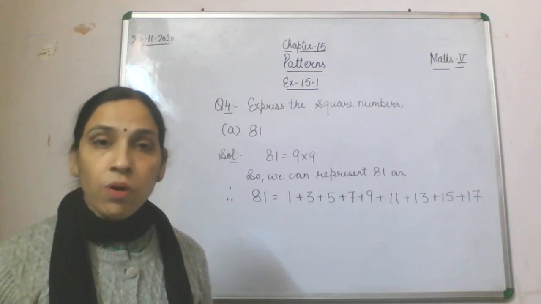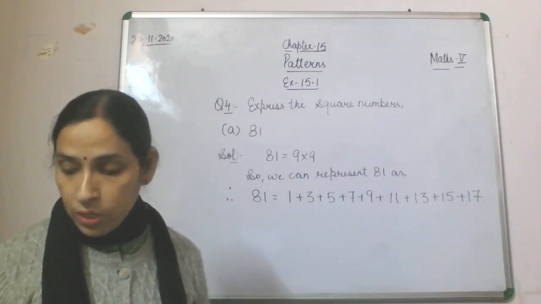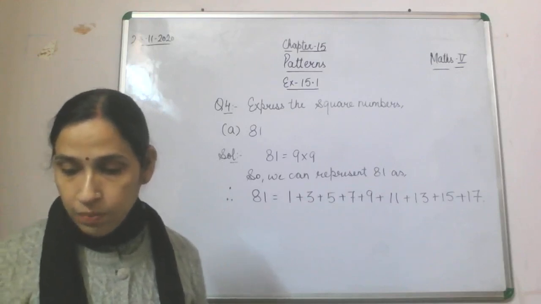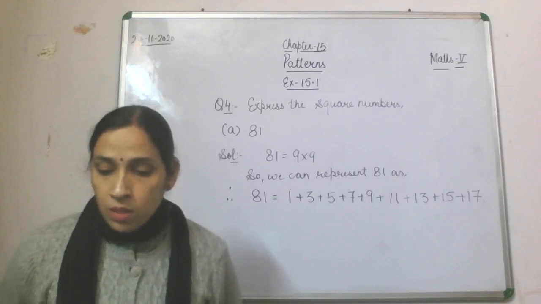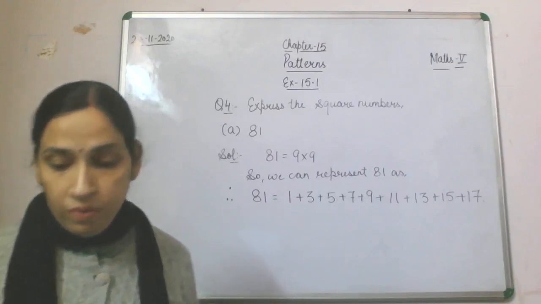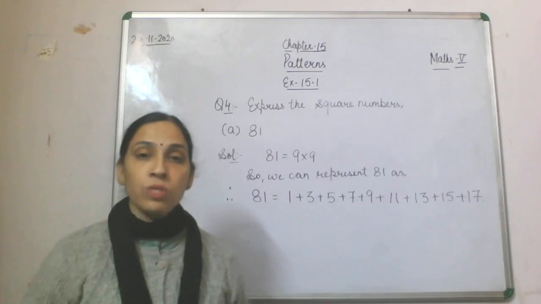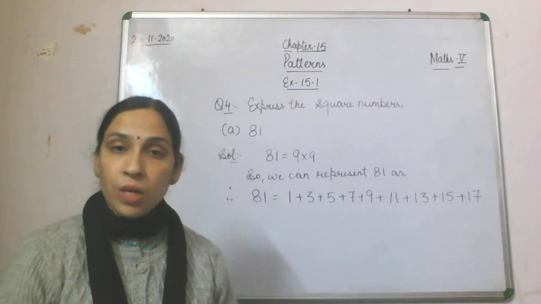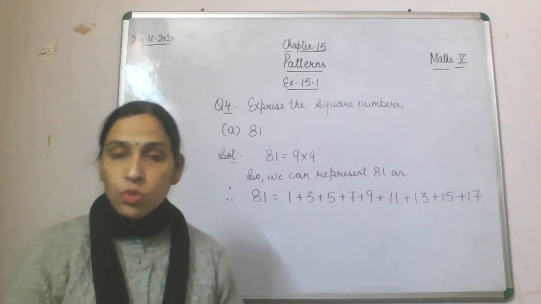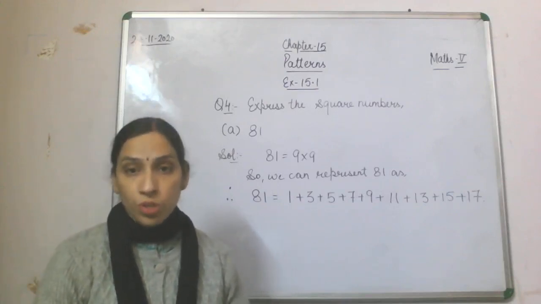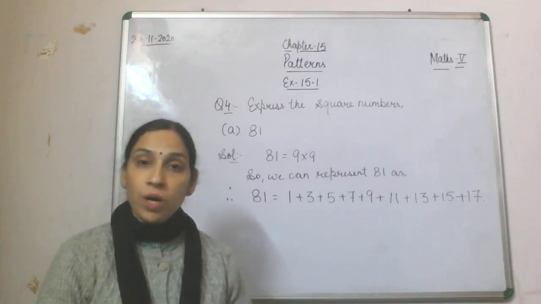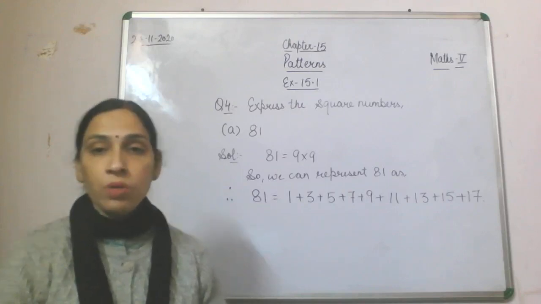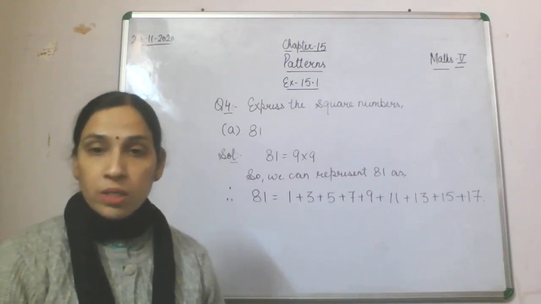So children, from this exercise 15.1, that is patterns, we have finished the first few questions, up to question number 5, that you all will finish. Tomorrow we are going to see a few more patterns in numbers, and then later we are going to do triangular numbers. Now a shortcut way to find a few of the solutions also we are going to see, that if you have been given the product of some square number, how easily you can find the product.